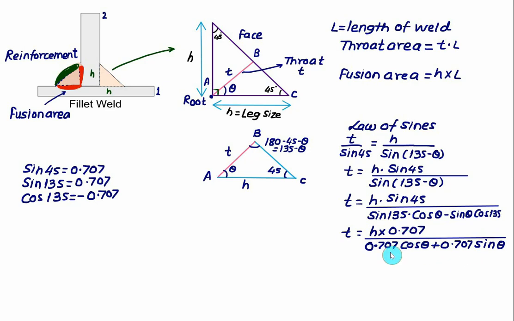So 0.707, 0.707 and 0.707 will cancel out. Throat thickness we can very well calculate using the leg size, and we have throat thickness T is equal to the leg size H divided by cos theta plus sine theta. Now this one is a very useful relation. I will require this relation to find the value of shear stress in the fillet weld.